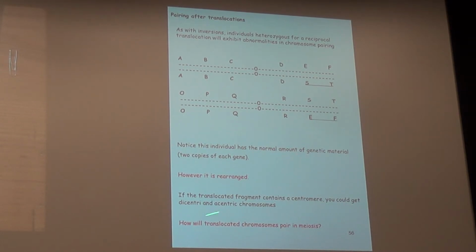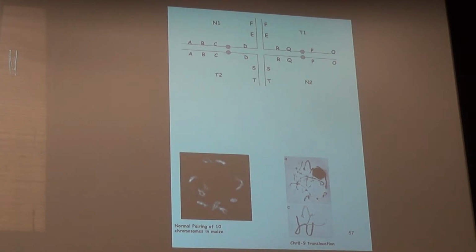How will the translocated chromosomes pair in meiosis? That's the question we're going to look at. They pair basically across both chromosomes. The segments that are present will pair with the segments that are present, irrespective of whether there are 2 chromosomes or 4 chromosomes. And you can actually see the paired chromosomes under an electron micrograph or a light micrograph as basically a cross-shaped structure.